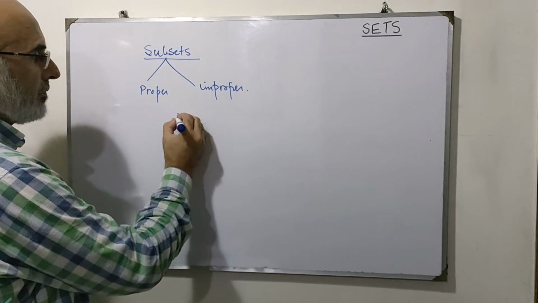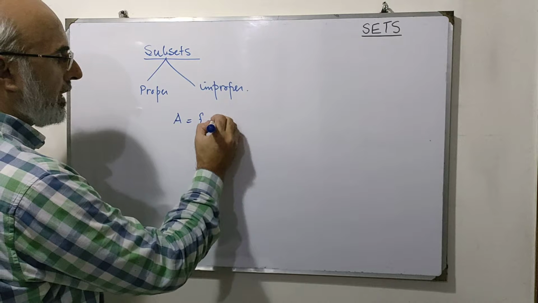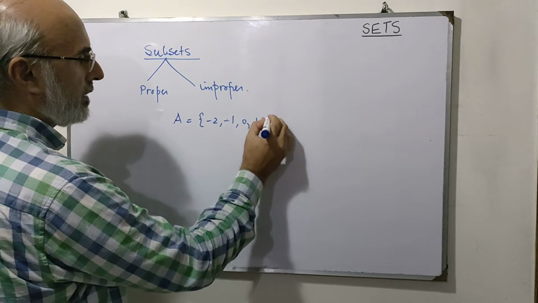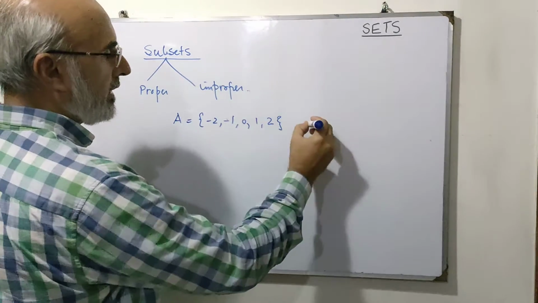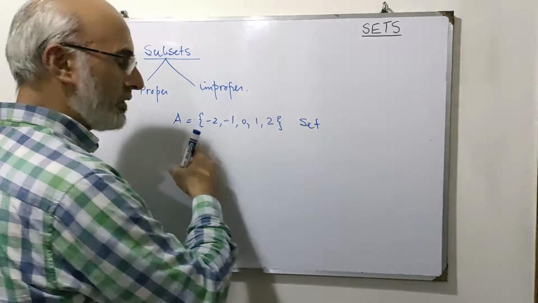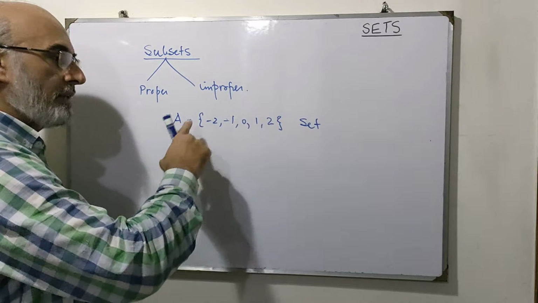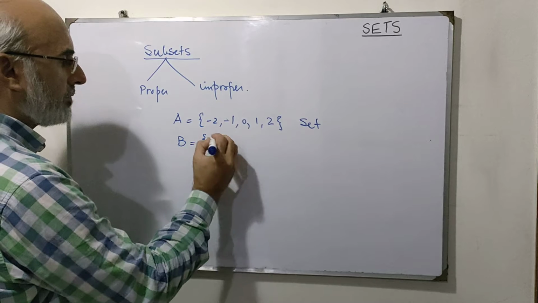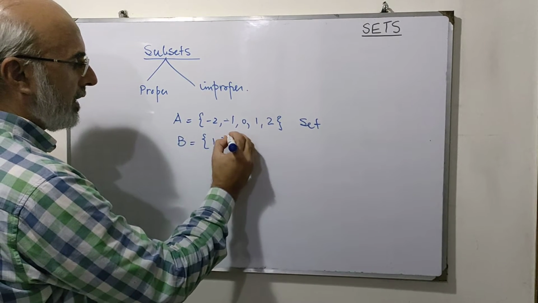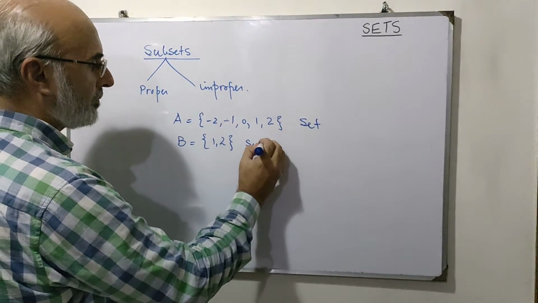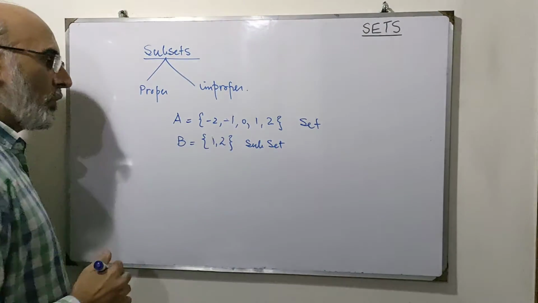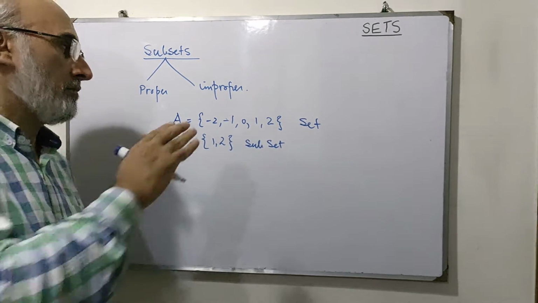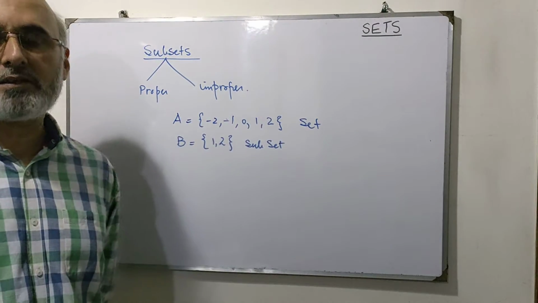A is a set: -2, -1, 0, 1, 2. So it's a set of integers from -2 to 2. Now B is 1 and 2. It's a subset. Now, why is A a set? It's our supposition that this is a set.